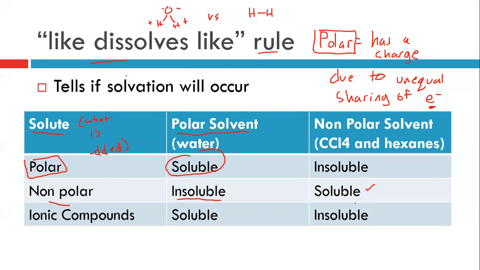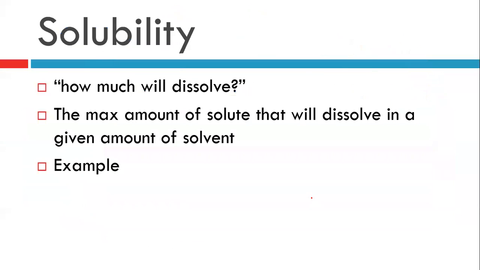So remember that rule, like dissolves like. If it's ionic, something like sodium chloride or all salts for that matter, and you mix it in with a polar solvent, it's soluble. But if you take salt and mix it with a non-polar solvent, it's going to be insoluble. So just know the like dissolves like rule. So understand that.